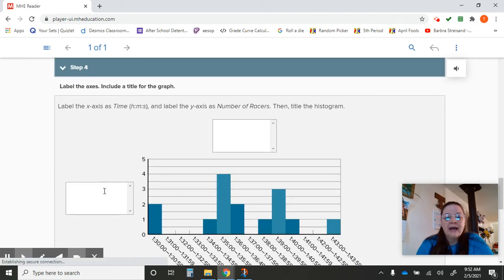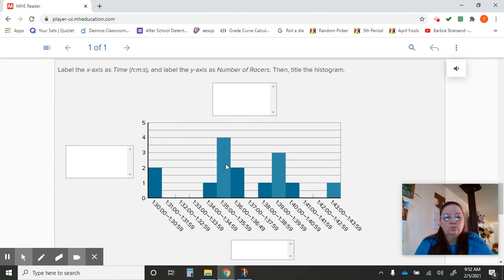Then we're going to label the axes for the graph. We're going to label the x-axis as time: hours, minutes, seconds. Label the y-axis as number of racers. And then we title the histogram.